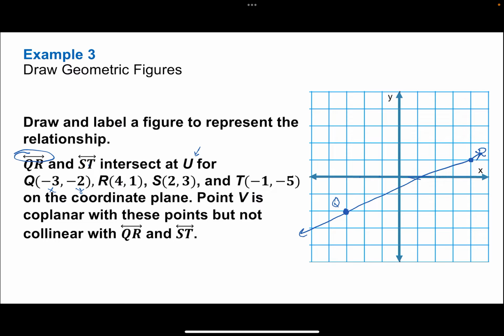And then S is at the point 2, 3. So if we go to 2, 3, 2 to the right, 3 up is S. T is -1, -5. 1 to the left, 5 down. Label it with a T. Connect the dots.